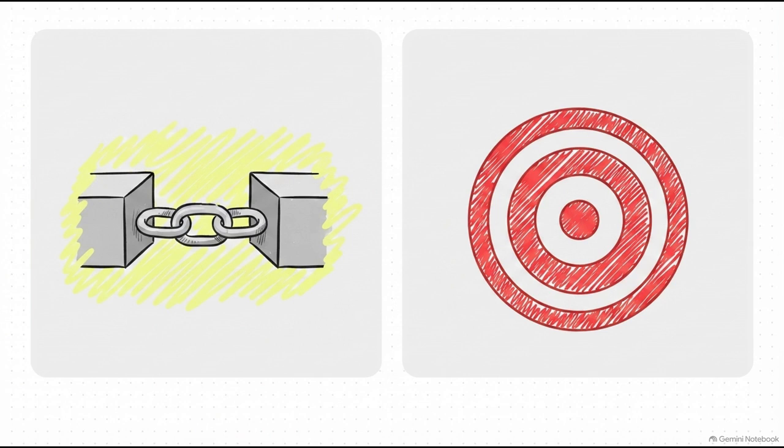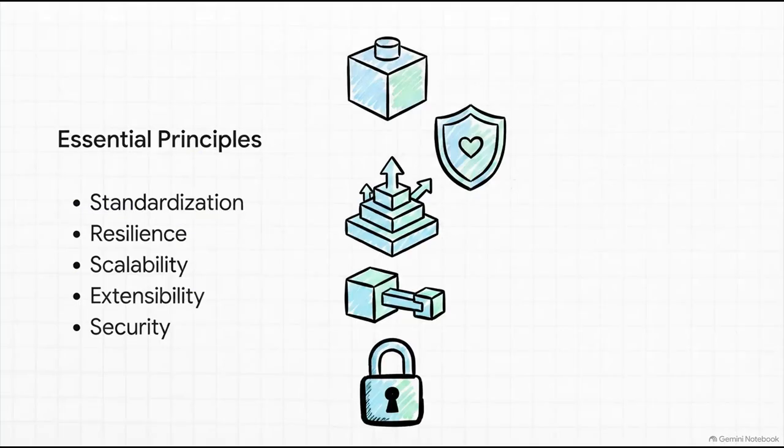On the flip side, high cohesion means components focus on a single, well-defined business purpose. It's the single responsibility principle, but for integration. When you combine these two, you get systems that can evolve totally independently without breaking each other. But those two don't act alone. They're supported by a whole list of essential design principles.